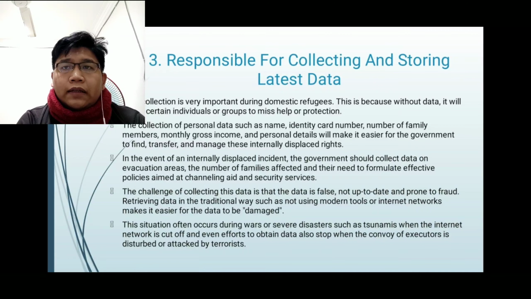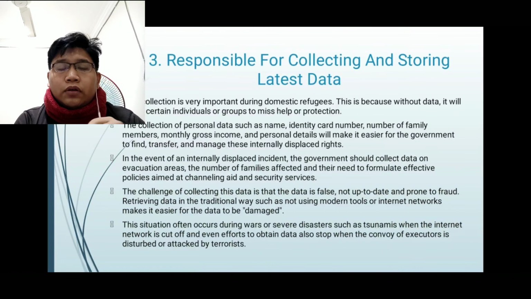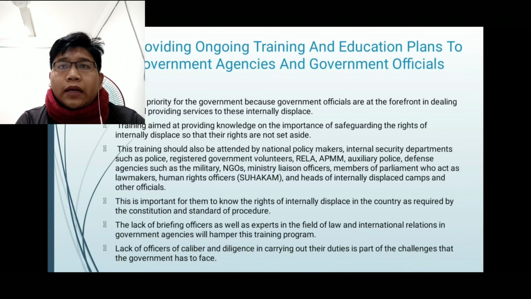The challenge of collecting this data is that the data is false, not up to date, and prone to fraud. Retrieving data in the traditional way, such as not using modern tools or internet networks, makes it easier for the data to be damaged. So we go to the fourth responsibility, providing ongoing training and education plans to government agencies and government officials. This is a priority for the government because government officials are the front line in providing service to internally displaced persons.